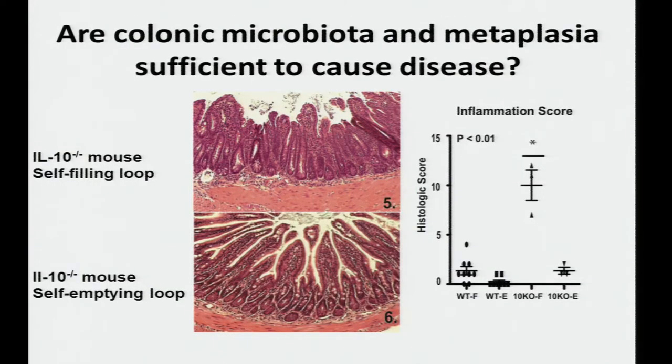But we notice that even though we get colonization, that is insufficient by itself to cause inflammation. And so we added a genetic variable, where these IL-10 mice were subjected to the same procedure. And you can see that with the genetic susceptibility, they develop inflammation, but only up here in the self-filling loop, and not in the self-emptying loop.